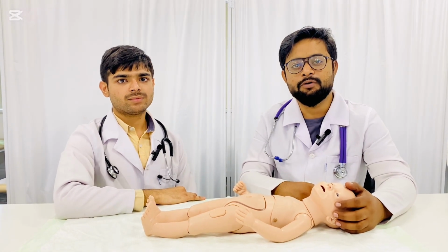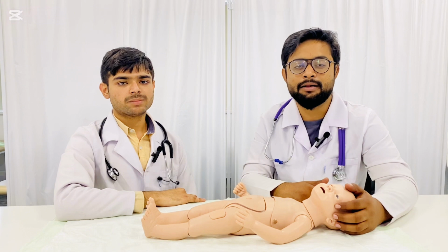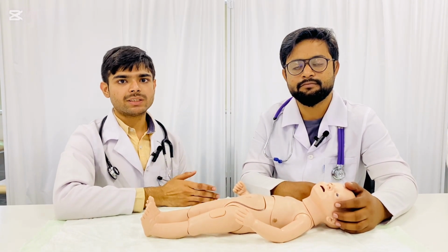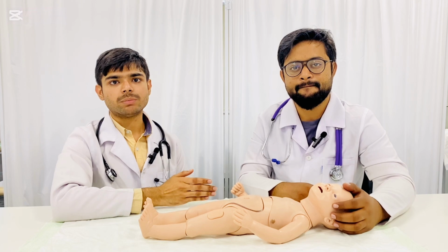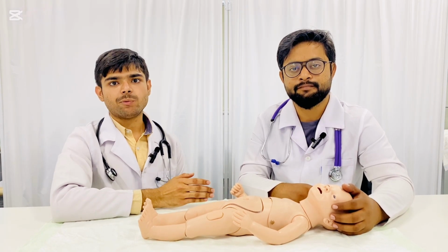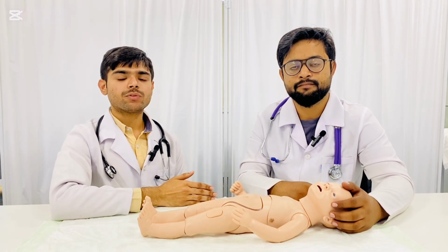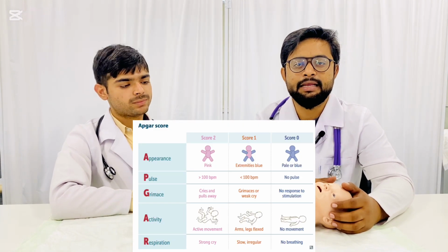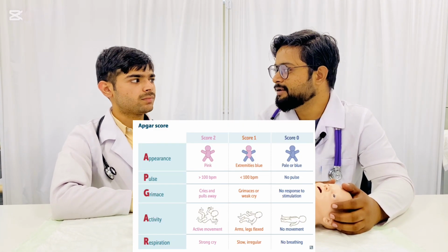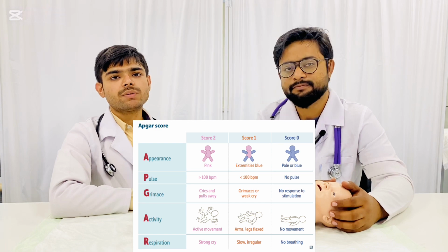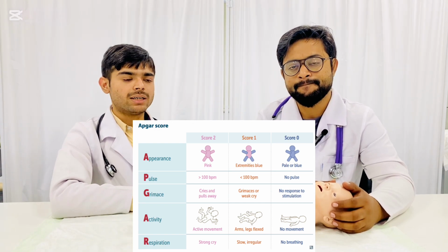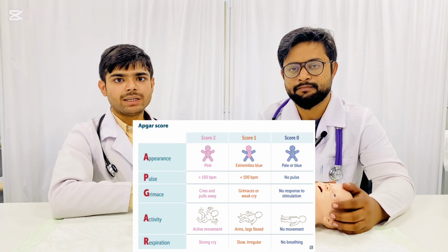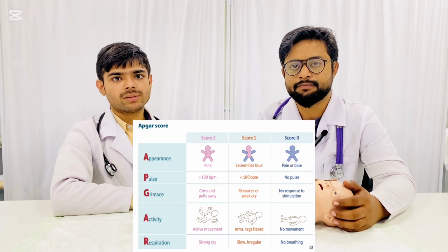In this video, we will talk about the APGAR score. An APGAR score is calculated at the first and the fifth minute of the birth to determine whether the newborn requires any kind of medical intervention or not. So we know very well that in the APGAR score, we have 5 main criteria. These 5 criteria include appearance, pulse, grimace, activity, and respiration.